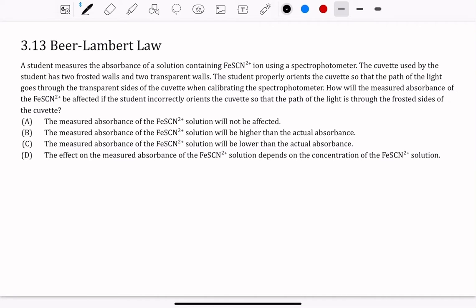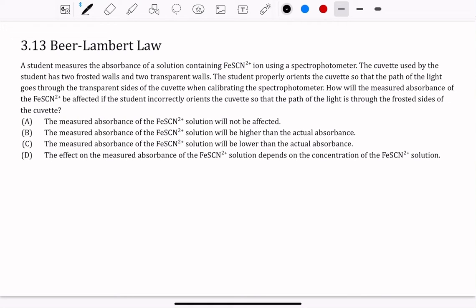Unit 3.13, Beer-Lambert Law. A student measures the absorbance of a solution containing FeSCN ion using a spectrophotometer. The cuvette used by the student has 2 frosted walls and 2 transparent walls. The student properly orients the cuvette so that the path of the light goes to the transparent sides of the cuvette when calibrating the spectrophotometer. How will the measured absorbance of FeSCN be affected if the student incorrectly orients the cuvette so that the path of the light is through the frosted sides of the cuvette?